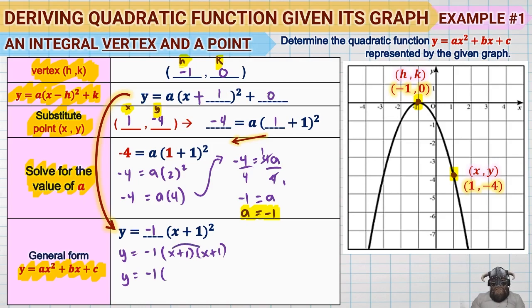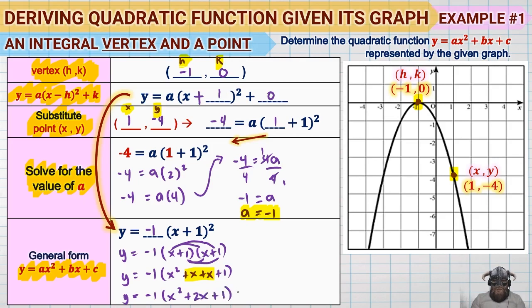So, x times x is x squared. X times +1 is plus 1x or plus x. 1 times x is plus x as well. Then 1 times 1 is +1. So, plus 1 tayo dito. Next is for us to furtherly simplify this one by adding similar terms. So, copy mo lang y is equal to -1 times x squared. Add natin tong similar terms, x plus x, that will become 2x, then plus 1.